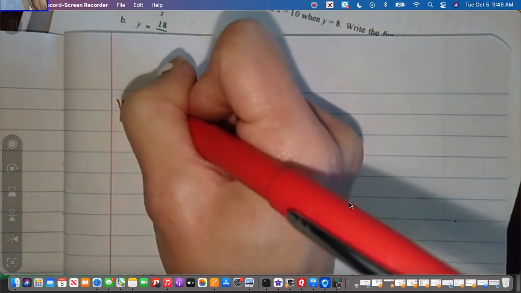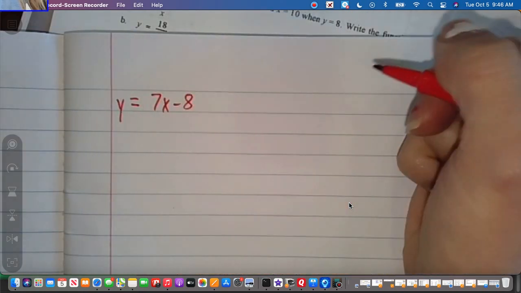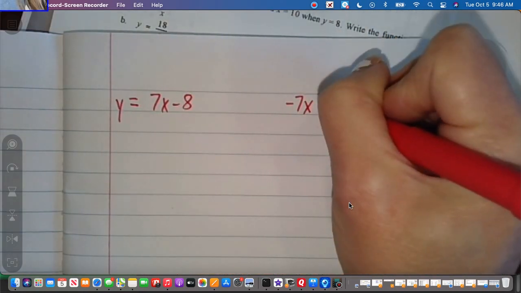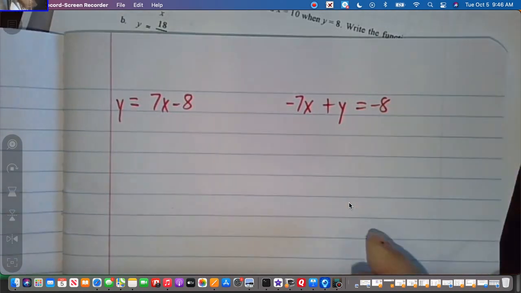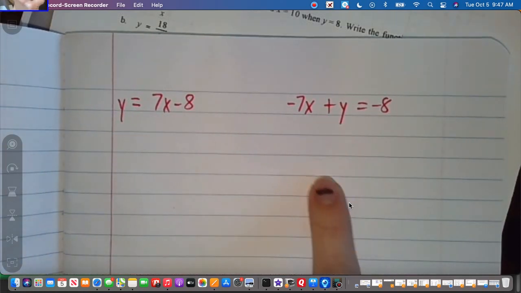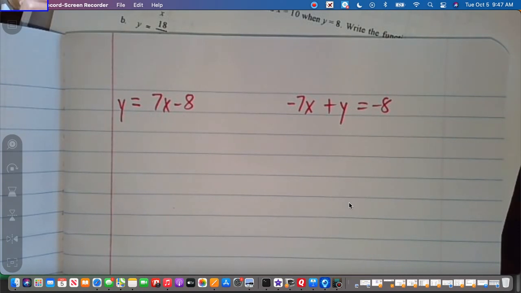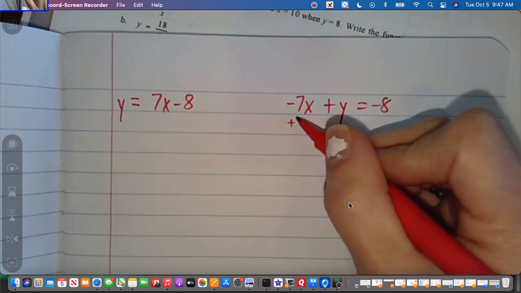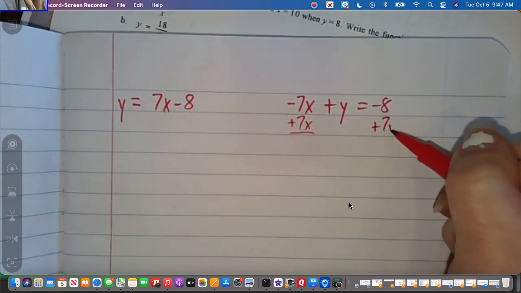Number 4, they give us y equals 7x minus 8 and negative 7x plus y equals negative 8. The one thing that I would do is solve both for y and compare them. There's different things. You could substitute this in and see what happens. But can we plug and play on like number 6, 7, and 8? I plug and play on 6 and 7, definitely, and 5. Not 4 and 5. Let's just solve for y first. I would add 7x over here. Add 7x.